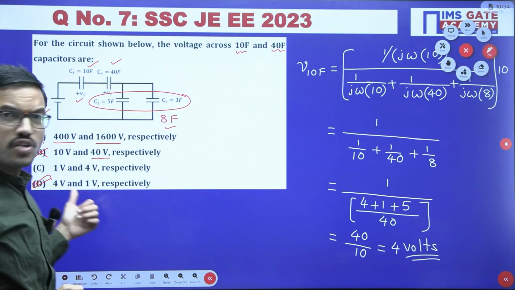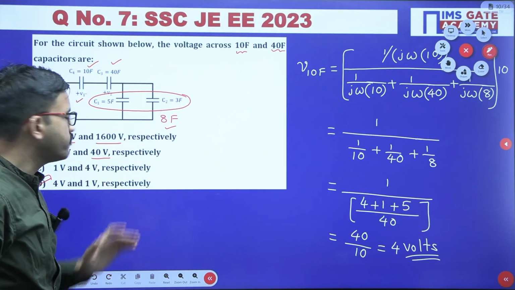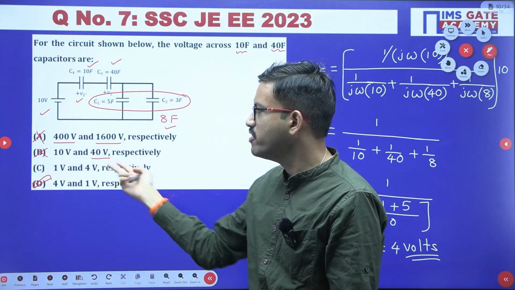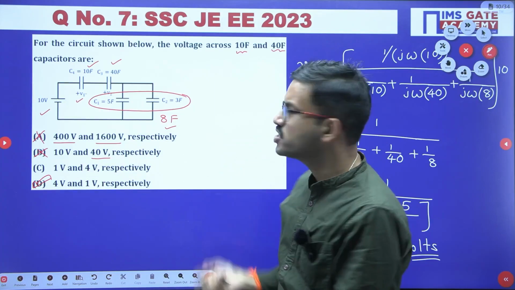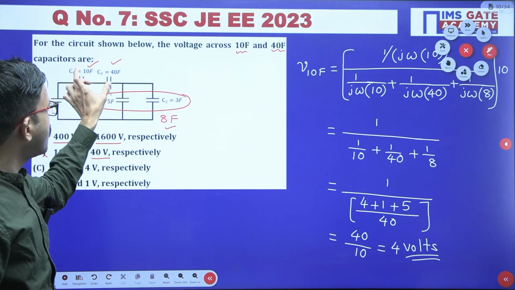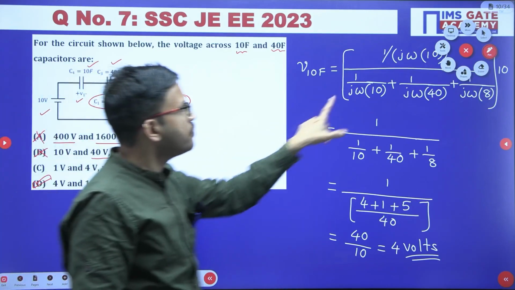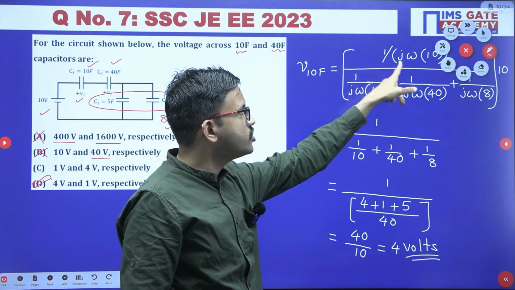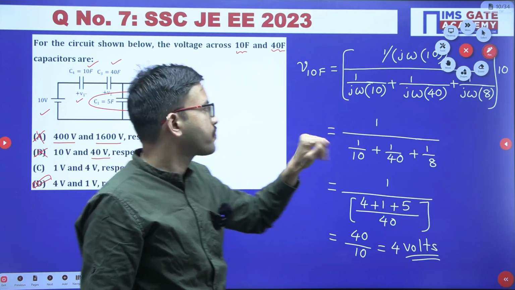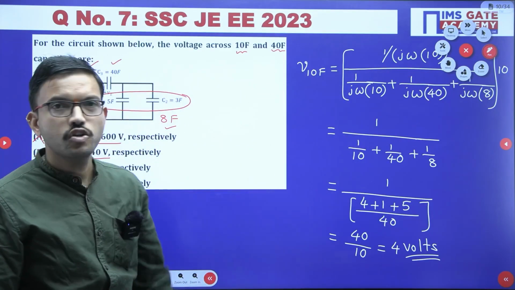So the moment you got V1 as 4 volt, obviously V2 is 1 volt, because no two choices have the same V1 and V2. Otherwise, you can follow a similar procedure. If you want to get the voltage across the 40 farad capacitor, then you consider 1 by j omega into 40 in the numerator, and the denominator term as it is. So you can follow a similar procedure, and from there you will get 1 volt.